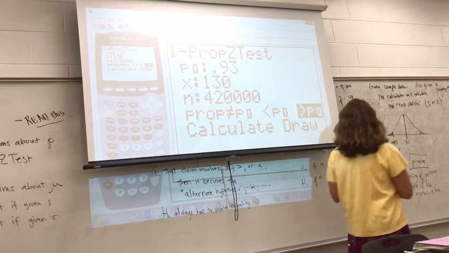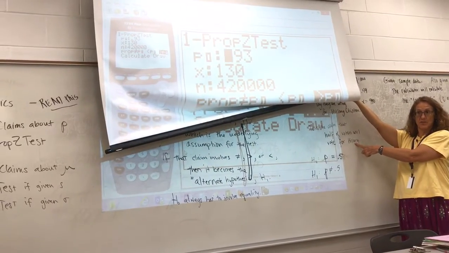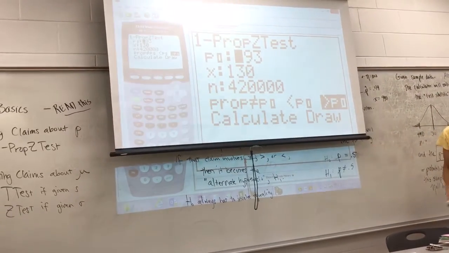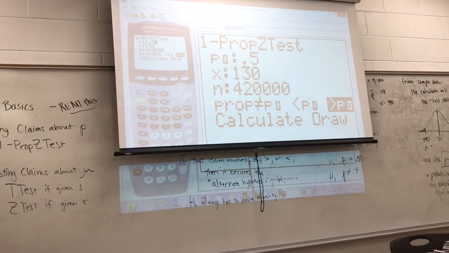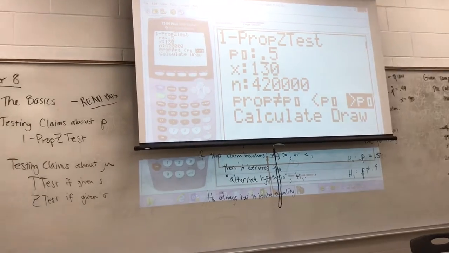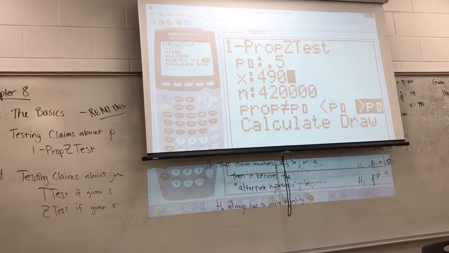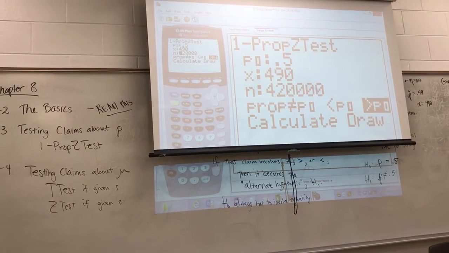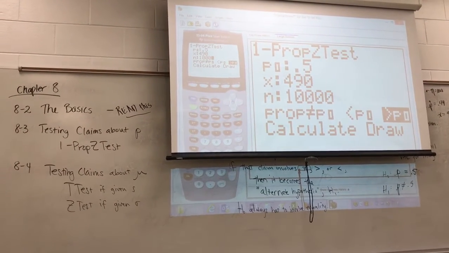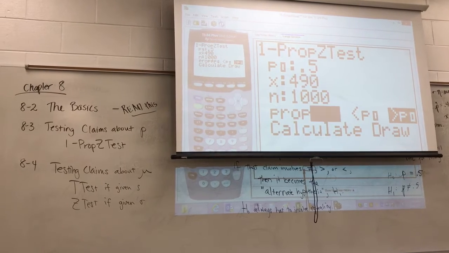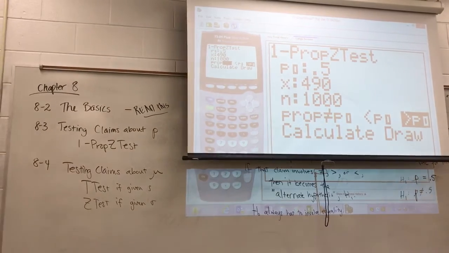That's the case we're in here, because I'm testing the claim that half of voters are voting for Hillary, so it's a proportion. Alright, so 0.5 is what we're actually assuming the proportion is. It's also our claim. And we happen to have a sample, supposedly, of 490 people that say they are going to vote for her out of 1,000. Oops, not 1,000, 10,000.